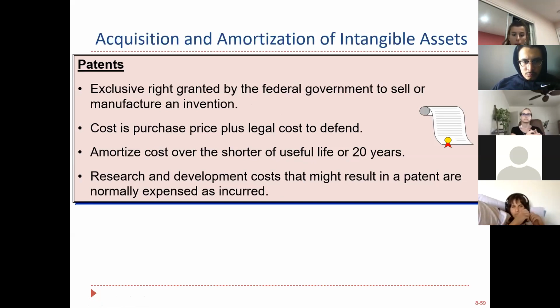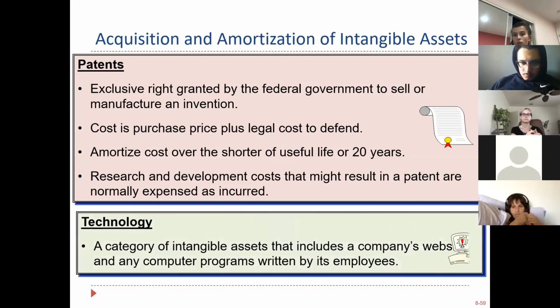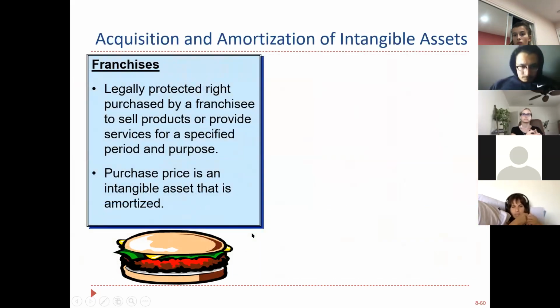The patent clock begins the day the patent is approved. So if this guy invents my baldness cure and we buy the patent in 3 years, we've got 17 more years of exclusivity. Okay? All research and development costs coming up with a patent are expensed. And that's a whole other world in accounting. And certain technology, huh?